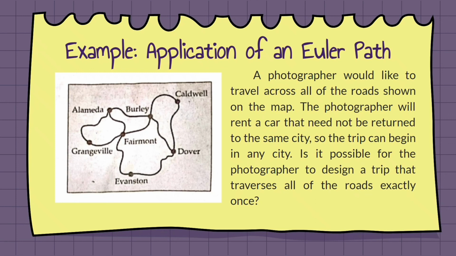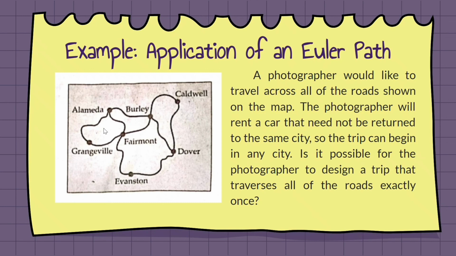Notice that only two vertices are of odd degree, the Alameda, 1, 2, 3. So it is odd. And the other one is Dover. The city of Dover, 1, 2, 3. And the rest contain 2 or 4. Thus, we know that an Euler path exists, right? So it is possible for the photographer to plan a trip that travels each road once.